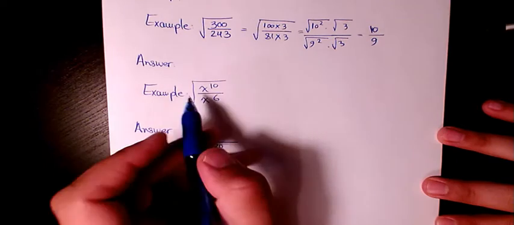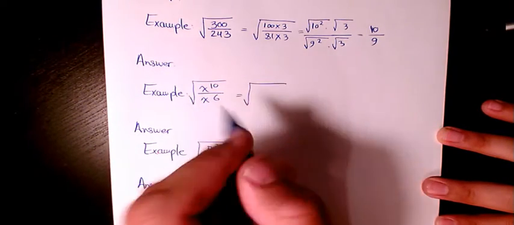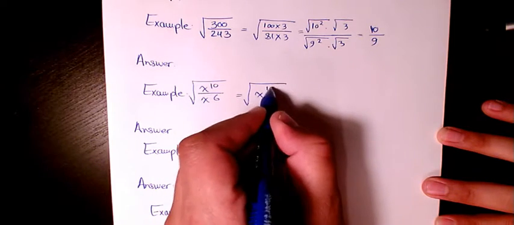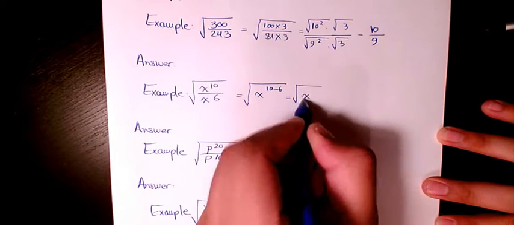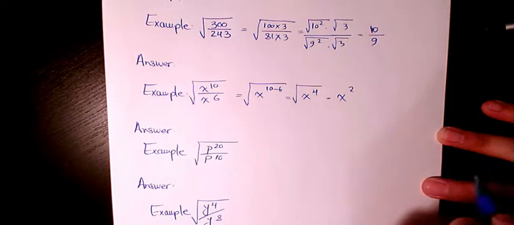Next one. Square root of x to the power of 10 divided by x to the power of 6. That makes it x to the power of 10 minus 6, which is the square root of x to the power of 4. X to the power of 4 divided by 2 is going to be just x squared.